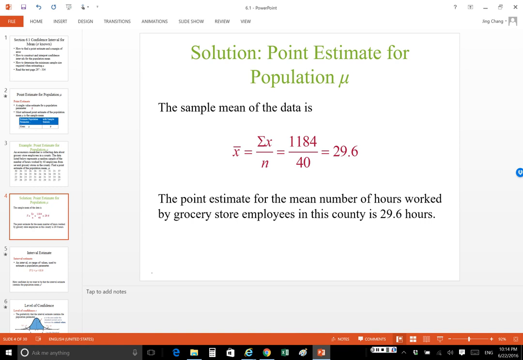So this number is from these 40 employees. That's a statistic, but then we use that as an estimate of a parameter which represents the mean number of hours for all grocery store employees in this county. Obviously the population is bigger than 40, so you have more than 40 employees in this county, but you couldn't get everybody's work hours. So we can only select a sample and use the sample to represent the population.